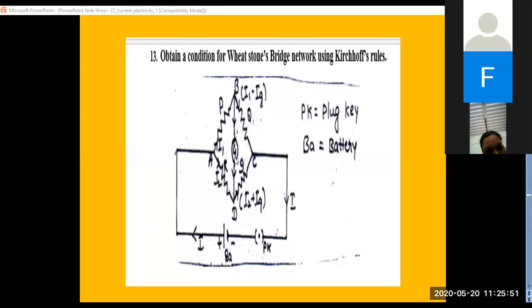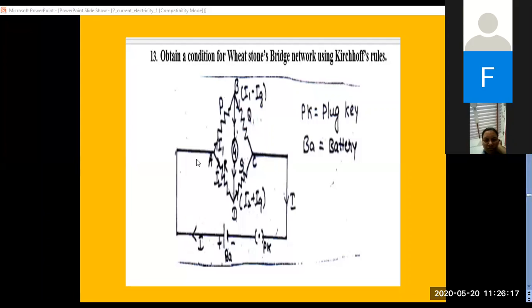A galvanometer is a device used to measure current, or it is used to detect the presence of current. If current is there, the needle in the galvanometer will show a reading. If current is not there, it will not show any deflection. So keep it clear: 4 resistors in the form of a quadrilateral. Across 2 ends, one cell will be connected. Across the other 2 ends, a galvanometer will be connected.